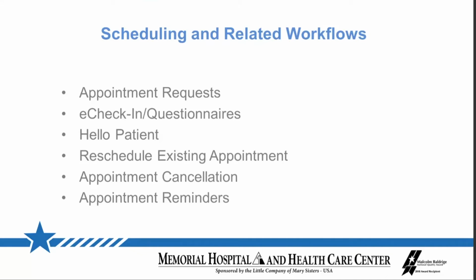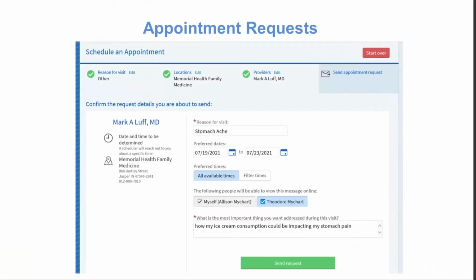So if you want to go to the next slide, this is what an appointment request would look like in your MyChart account. You would go in. You would put what it's for, the preferred dates, times, and then you could just click send request. That goes immediately to the scheduling desk, and then they will call you to set up an appointment. So that's a really nice feature as well.